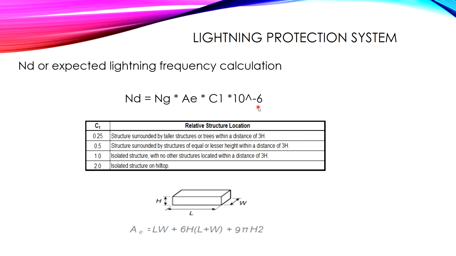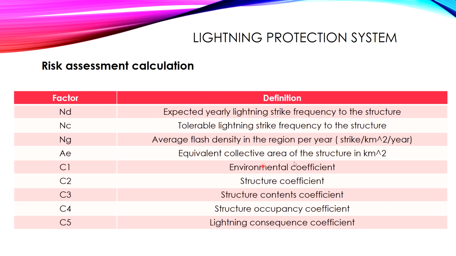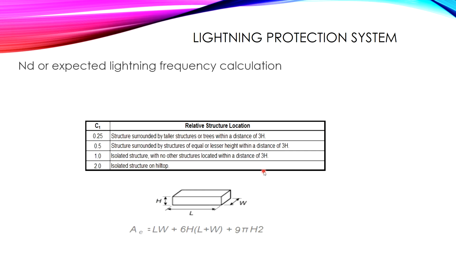Okay. So the first element is C1, which is the structure coefficient, as I remember, the environmental coefficient. What does this represent? You will see that we have 0.25 or 0.5 or 1 or 2. If the structure is surrounded by taller structures or taller trees within a distance of 3h, or 3 times the height of the structure itself, then C1 will be 0.25.